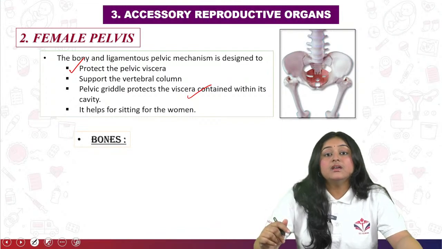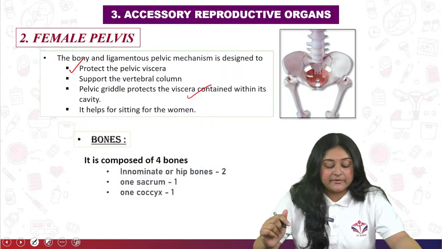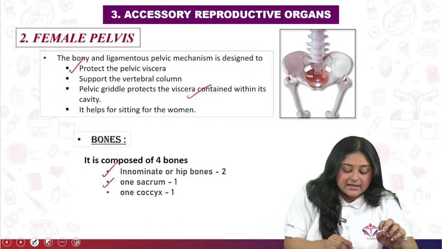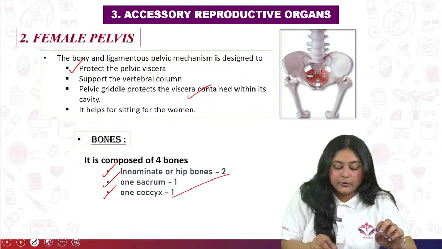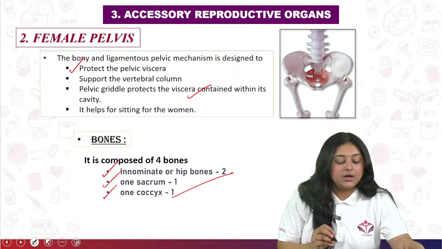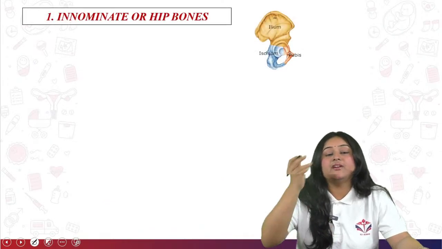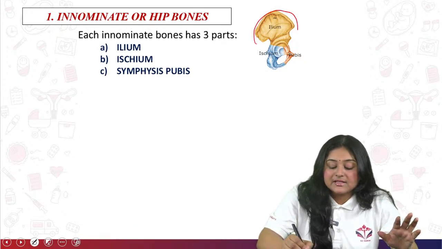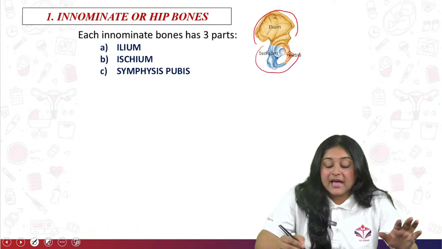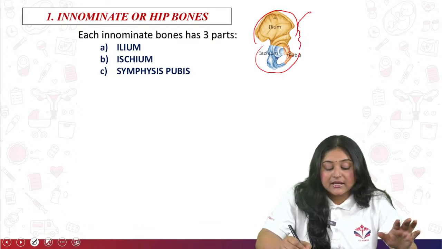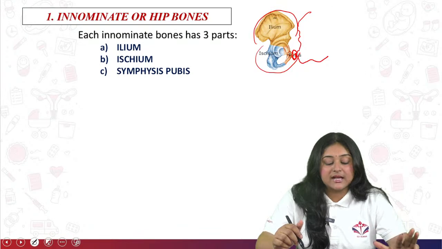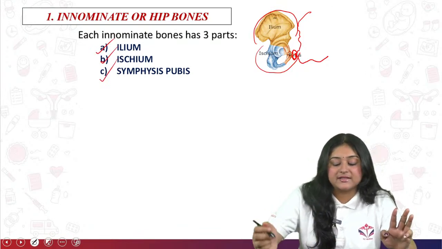Now come to the bones. The female pelvis is mainly composed of four bones: first, two innominate or hip bones, then one sacrum bone and one coccyx bone. So in total, four bones: two hip bones, one sacrum and one coccyx. Next is the innominate or hip bone, which has three parts. The upper part is called the ilium, this part is the ischium, and where the two hip bones come and fuse together is known as the symphysis pubis. So the three parts are the ilium, ischium and symphysis pubis.